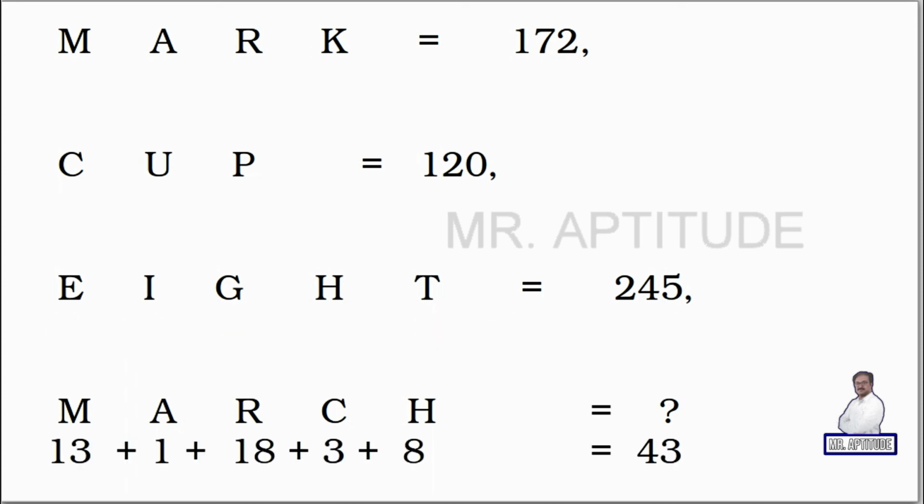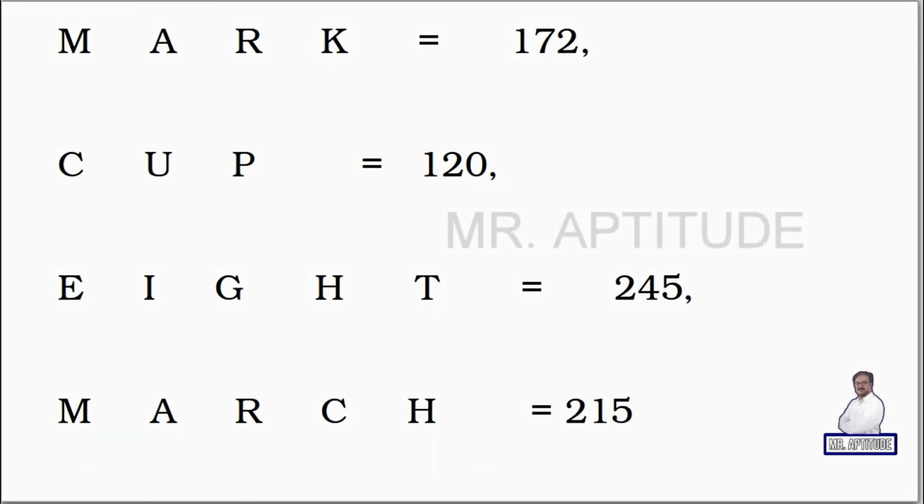March. Sum of the place values. M it's 13. A it's 1. R it's 18. C it's 3. H is 8. Sum of all these things gives you 43. Number of letters present in the word March, 5. Product of these two gives you 215.